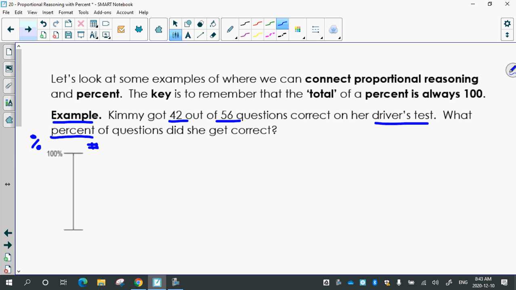So Kimmy got 42 out of 56 questions. What are the total number of questions? 56. So 56 goes on the top of the number side. If she got all 56 right, she'd get 100%. Does everyone agree with that? But she didn't get all 56 right. She got 42 of them right. So you want to figure out, where would I put 42 along here? If 56 is total, 42 is more than halfway. So it doesn't matter where you put it, as long as it's a bit more than halfway. She got 42 correct. We want to know what that is as a percent. So that's X percent. Okay?